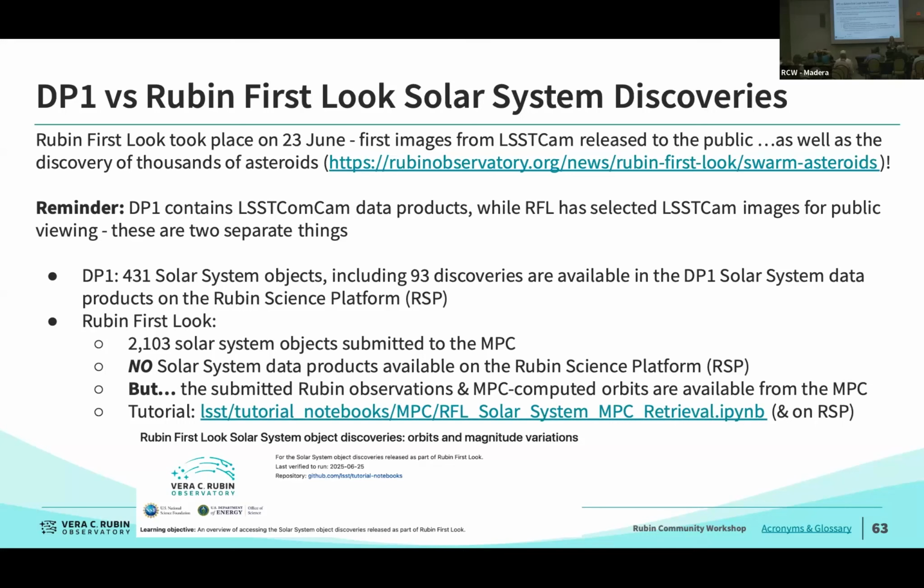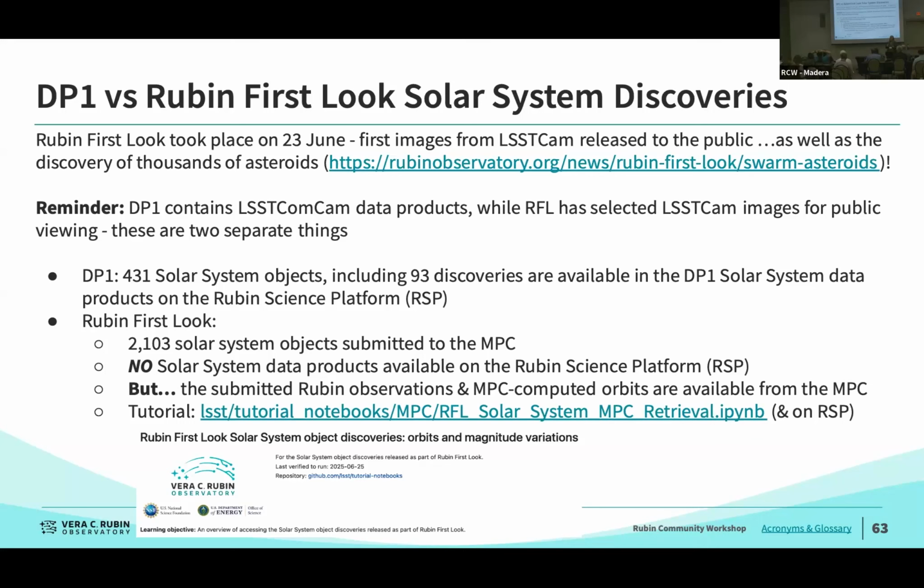In the DP1 preview release, there are 431 solar system objects, including 93 solar system discoveries, that are available in the DP1 data set with data products all available on the Rubin Science Platform. For Rubin First Look, there were 2,103 solar system objects that were submitted to the Minor Planet Center. However, there are no data products for these roughly 2,000 solar system objects currently available on the Rubin Science Platform.